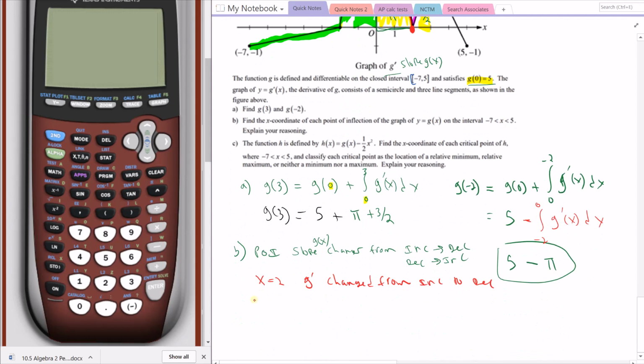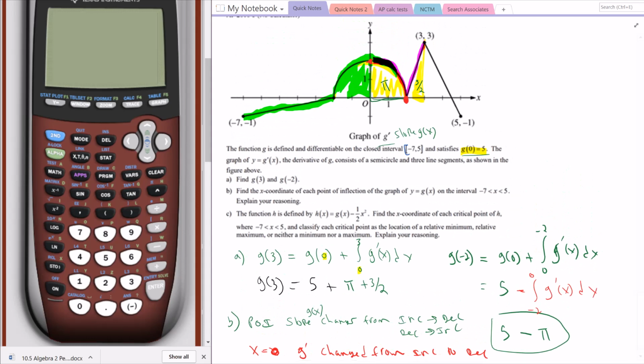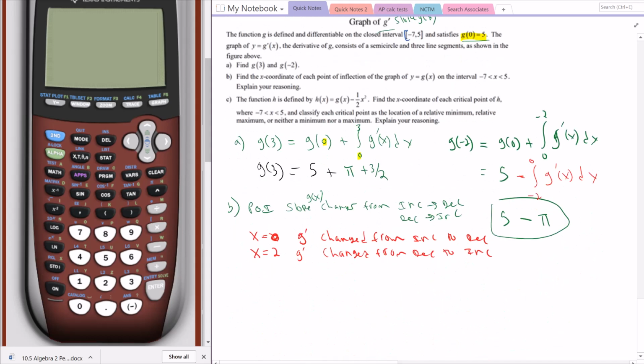So the first one's x equals 0. X equals 2 also works. G prime changed from decreasing to increasing. And then we keep going. It was increasing, increasing, increasing, and then decreasing. So also x equals 3, because it changed from increasing to decreasing, right.